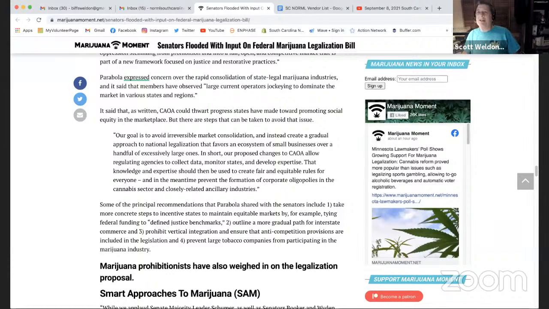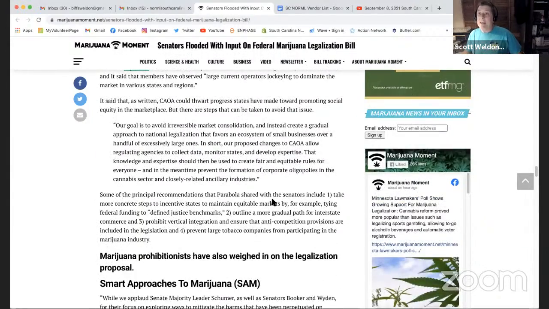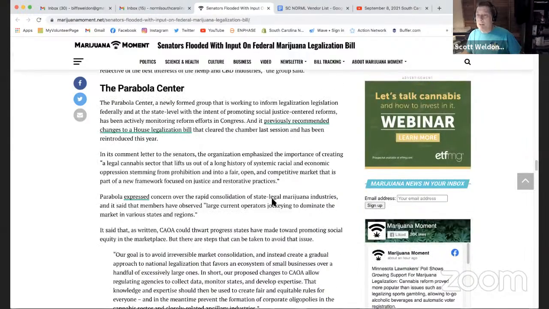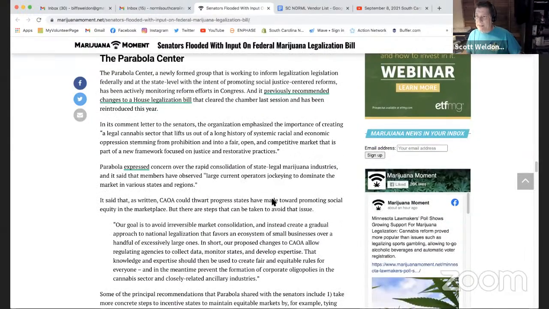Correct, Shane, in the chat. I agree. Hemp is cannabis. Marijuana is just a demonized name. But anyway, that is the Parabola Center. And so again, they're a little bit more focused on social equity, social justice, civil rights, civil liberties is how I look at much of that.